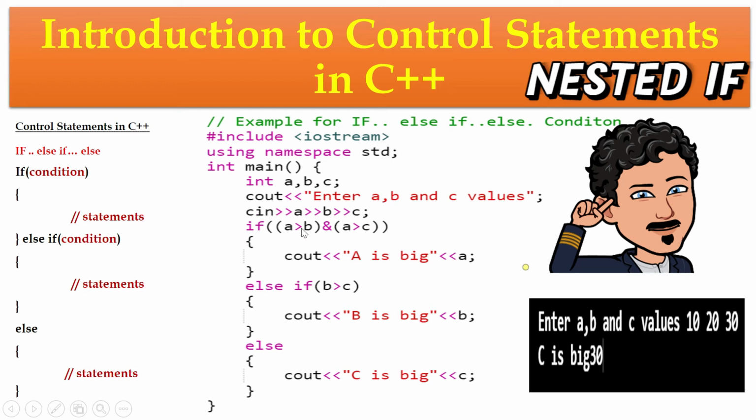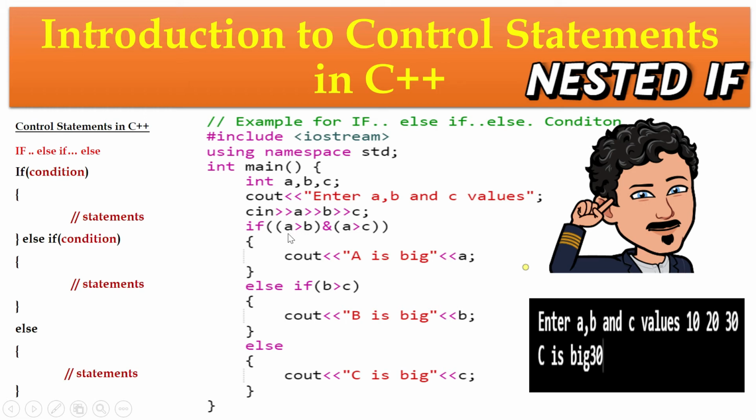Now I'm going for the if condition. If A is greater than B and A is greater than C. And means if both conditions are true, this part will execute. That is an AND. If both inputs are true, this condition and this condition both are true, this part will get executed.